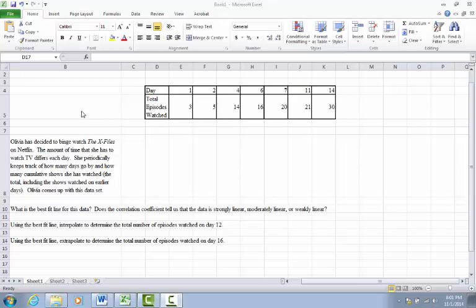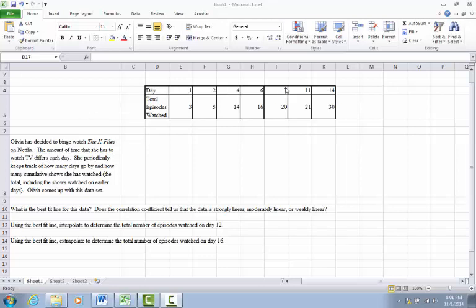The amount of time that she has to watch TV differs each day. She periodically keeps track of how many days go by, how many cumulative shows she has watched, the total including the shows watched in earlier days. Olivia comes up with this data set.